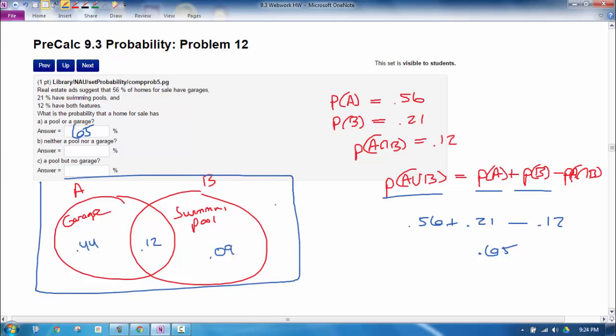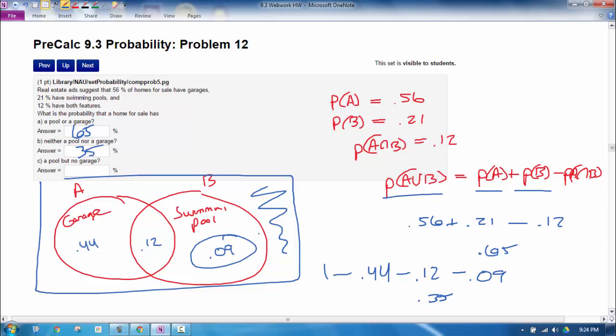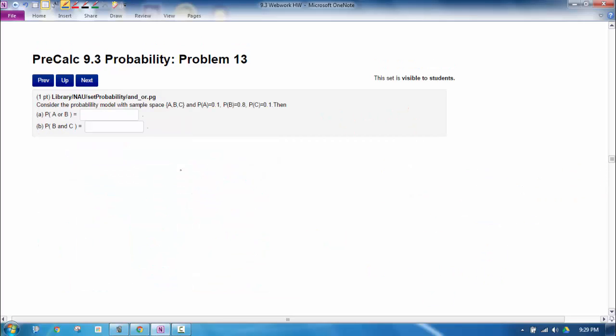And then if we're answering the question, neither a swimming pool nor a garage, if you look at this as the whole sample space, what's outside of here would be the answer to that question. So we want to take 1 and subtract 0.44, 0.12, and 0.09, and then give that as a percent. That's 0.35 or 35%. And the last question, a pool but no garage, would be right here. That'd be 9%.